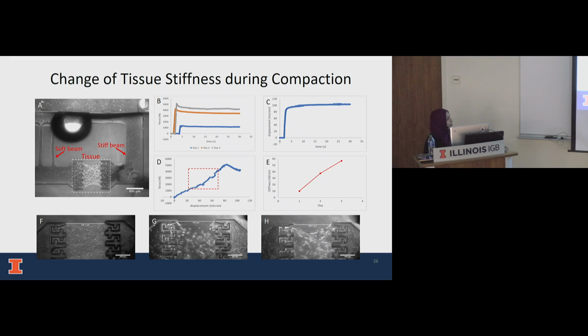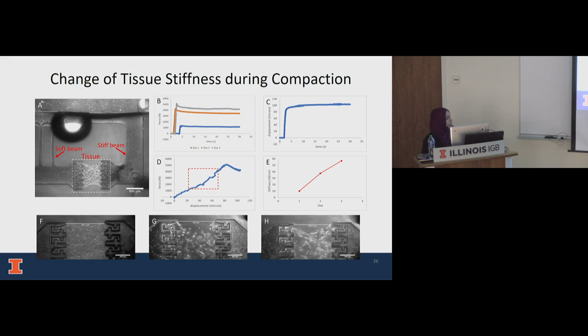From the linear portion of the graph, we can calculate the slope, which gives us the stiffness of the tissue. And as time goes by, the distance between the grips also decreases as the cells pull on them. We have also seen that the stiffness indeed increases as the network is evolving.